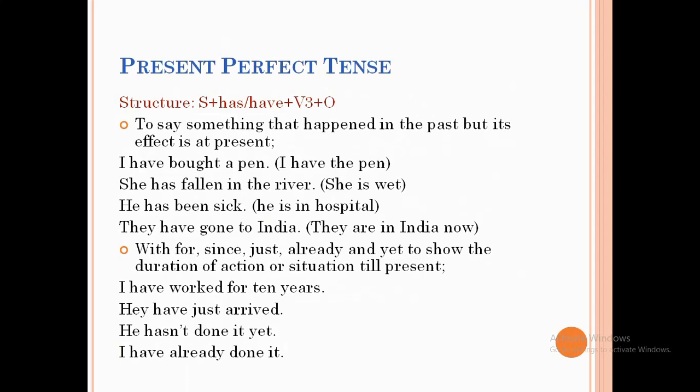So another situation where we can use present perfect tense is with for, since, just, already, and yet, to show the duration of action or situation till present. Let's see some examples. I have worked for 10 years. They have just arrived. He has not done it yet. I have already done it.